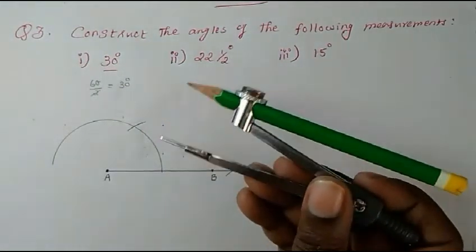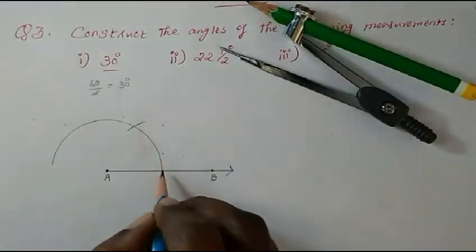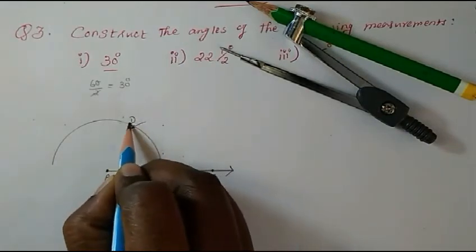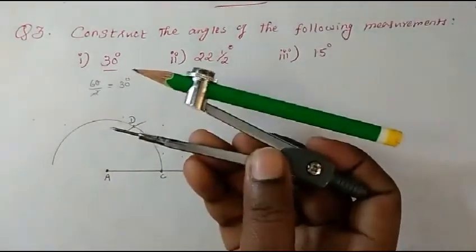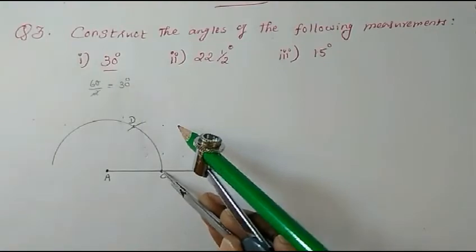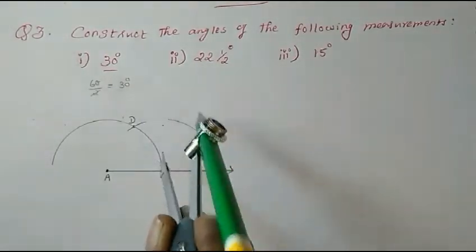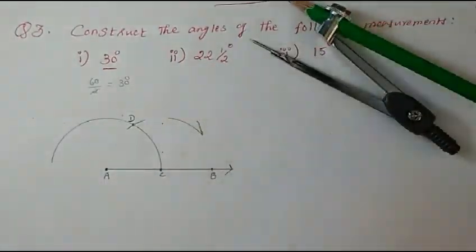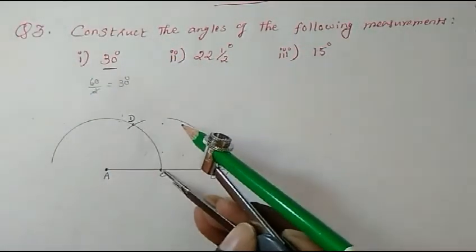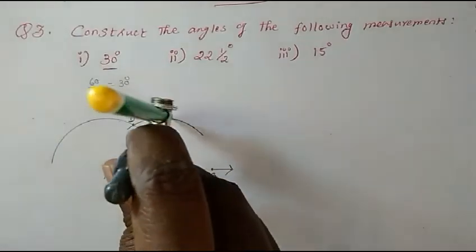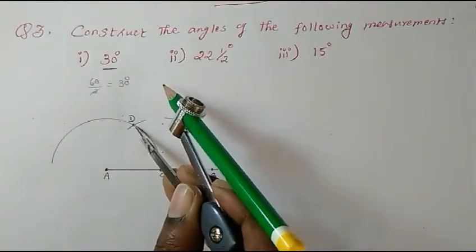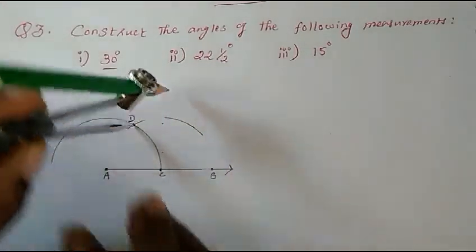Let's keep this point as C and this point as D. Now with the same measurement you can keep the compass on C and draw the arc. Just slipping, I'm sorry, one second. Fix your compass properly, draw the arc. Now keep the same point on D and intersect this arc.